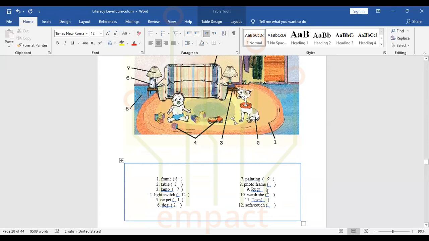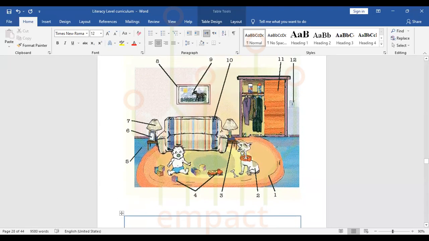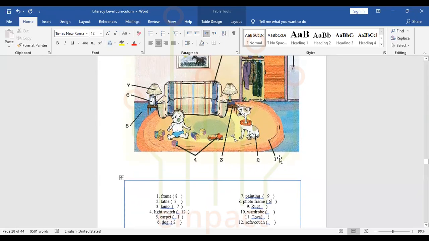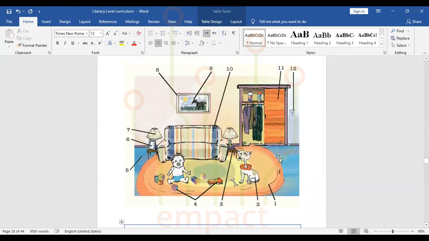Okay, after painting, we have photo frame. Yes, Rohalat? This is number 6. Oh, this one. Yes, Miss. Okay, good. After photo frame, we have rug. Which one is the rug?